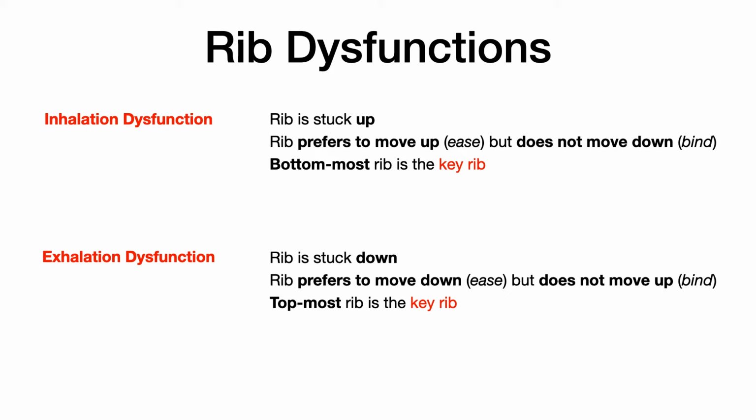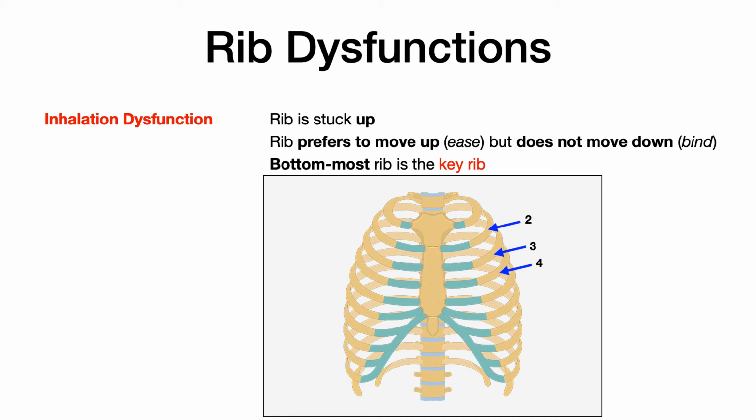Now let's spend just another minute here because this is a very, very high yield concept. In an inhalation dysfunction, the ribs are stuck up. So these dysfunctions encompass groups of ribs. So let's do an example. Pretend that ribs 2, 3, and 4 are inhalation dysfunctional ribs. This means that this group of ribs collectively is stuck up. The key rib is the bottommost rib in the dysfunctional group. So in this case, the key rib is rib 4.